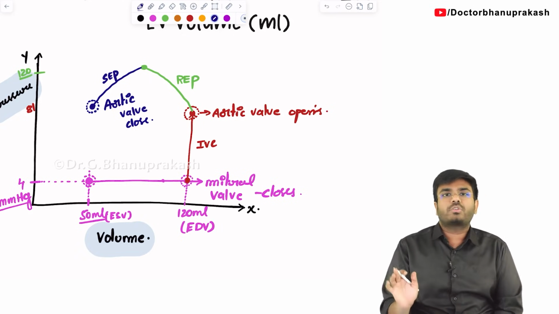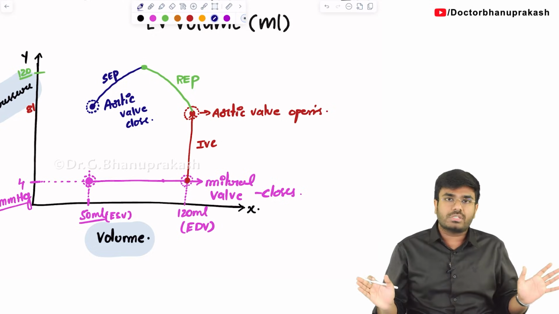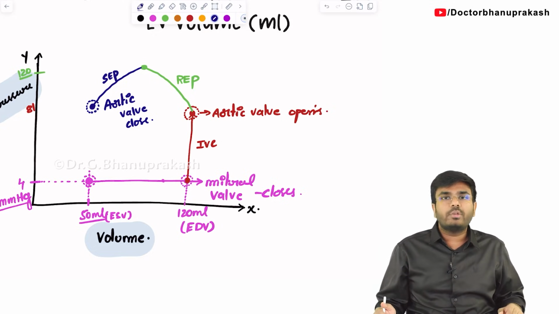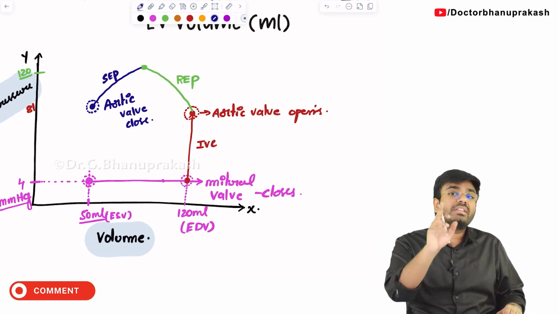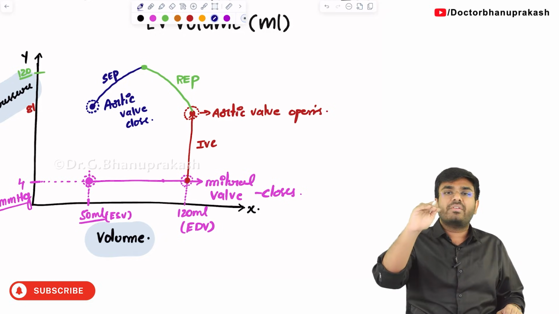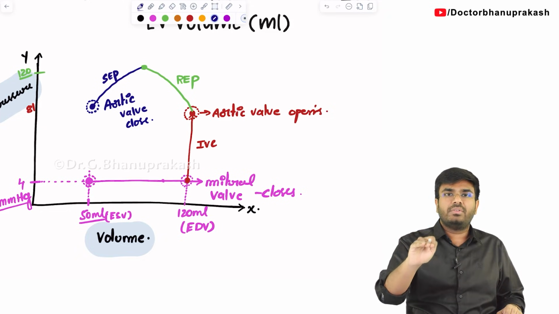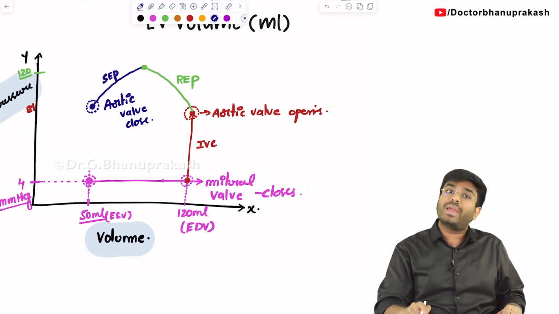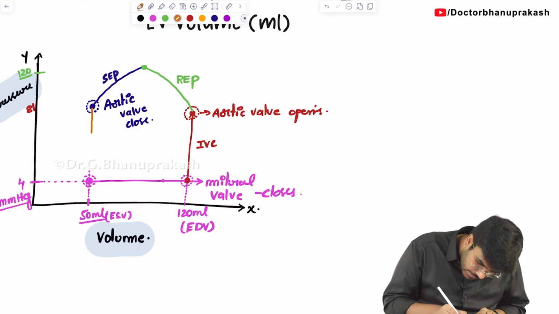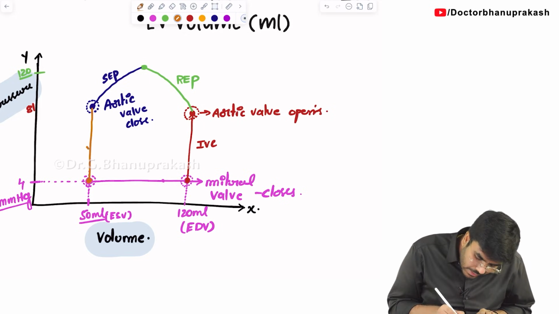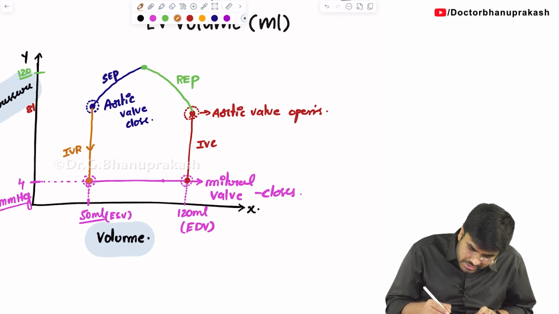Once the aortic valve is closed, who is going to begin? Diastole is going to begin. During diastole, what happens to the pressure in the ventricles? The pressure in the ventricles will decrease from 79 to 70, 60, 50, 40, 30, 20, 10, back to 4. So this is isovolumetric relaxation.